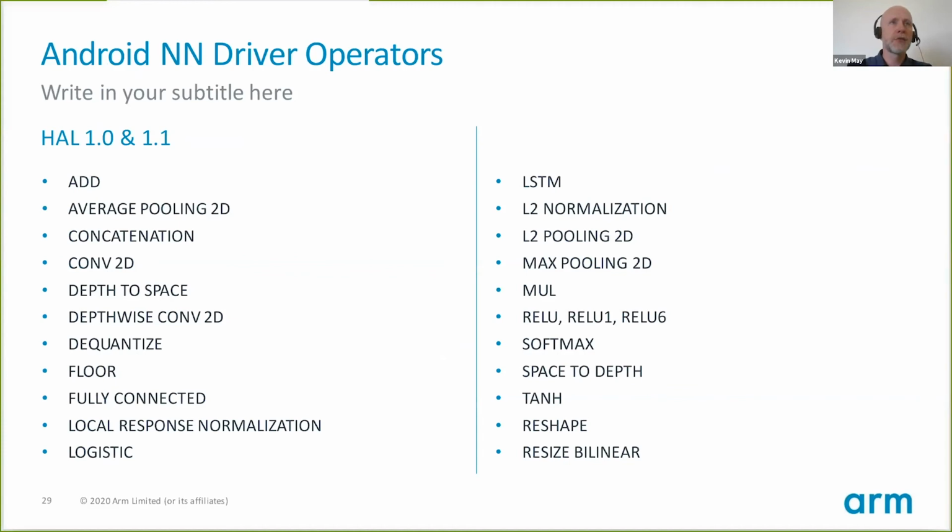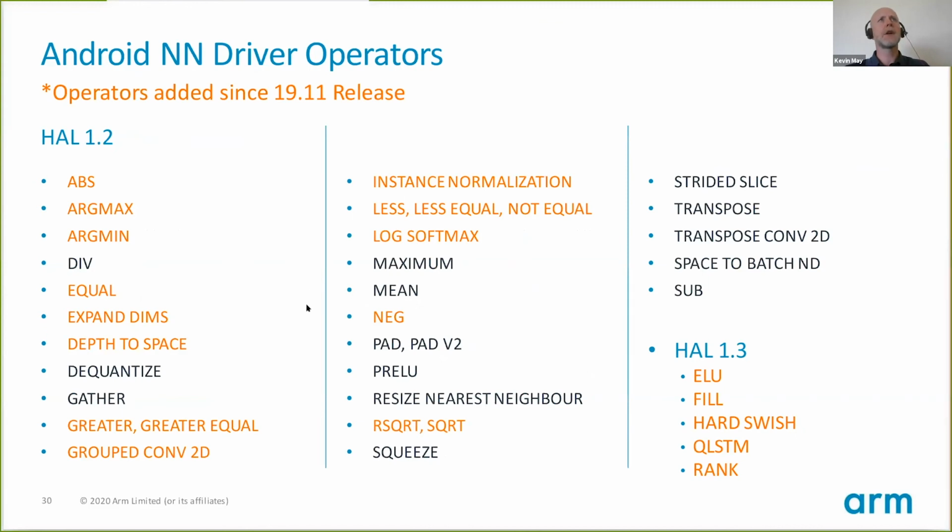So Android NN operators, we're always adding them. These are the ones that we added in HAL 1.0 and 1.1. They're also available to HALs 1.2 and 1.3. And here in orange, you can see all of the new operators that we have added since the 1911 release. So there are quite a few there. We have added not just to the HAL 1.2, but we have also added to the HAL 1.3.